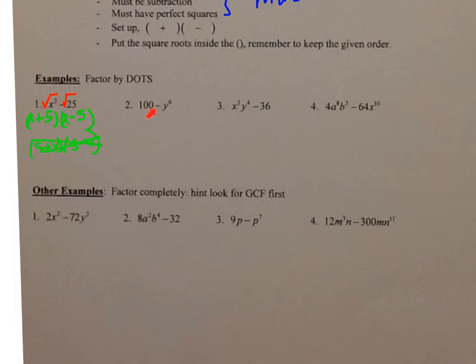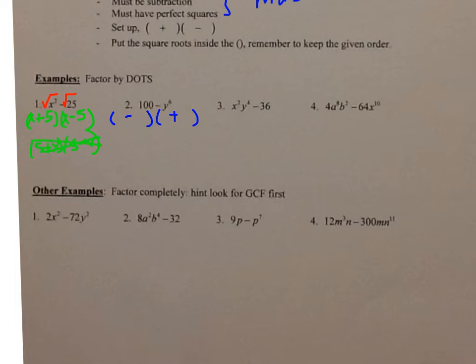All right, so let's take a look at number 2. 2 terms, 100 minus y to the 6. We have subtraction. 100 is a perfect square, and y to the 6 is a perfect square. I have an even exponent. So let's set up the 2 parentheses. I'm going to put the minus first and then the plus, because remember I said it doesn't matter.